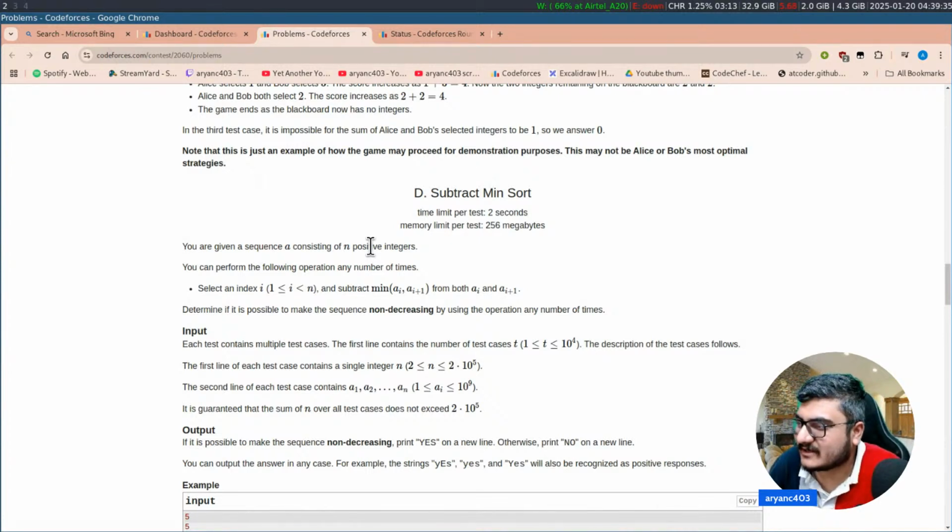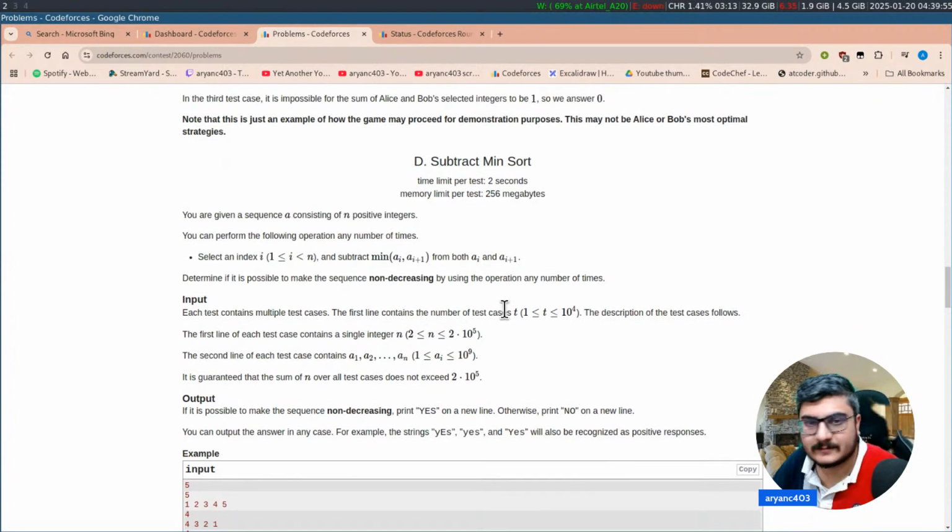So the fourth problem is subtract min. You are given a sequence that consists of n positive integers. You can perform the following operation any number of times: choose an index i, and subtract the minimum of both values from both values. Determine if it is possible to make the sequence non-decreasing by using the operation any number of times. So this is the problem statement.